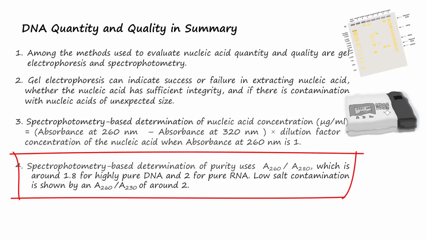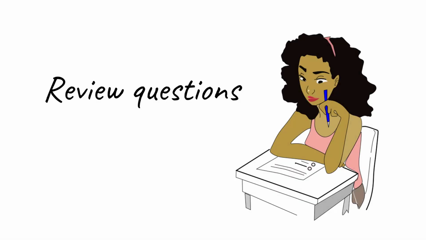For spectrophotometry, to determine purity, use the ratio of absorbance at 260 nanometers divided by absorbance at 280 nanometers, which should be around 1.8 for highly pure DNA and 2 for pure RNA. To show low salt contamination, the absorbance at 260 nanometers divided by absorbance at 230 nanometers is used, which should be around 2. Now let's review the topic on how nucleic acid quality and quantity can be tested with some questions.